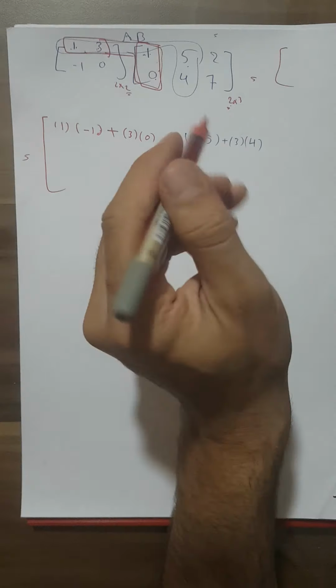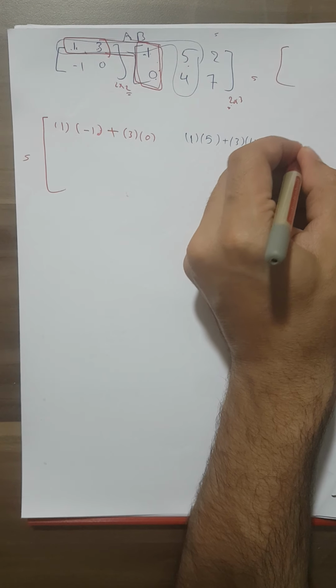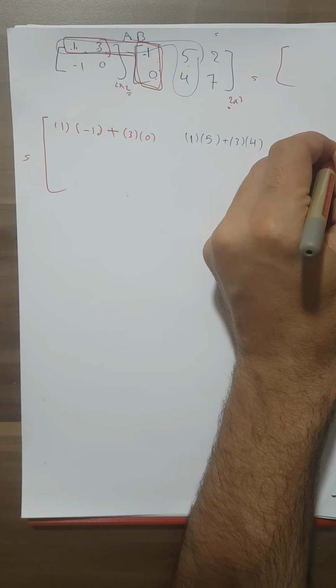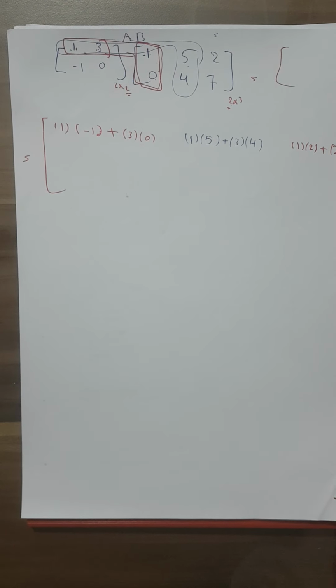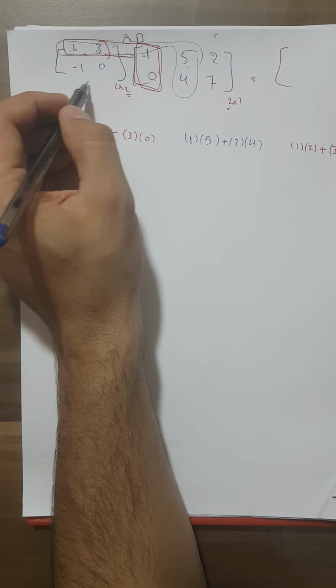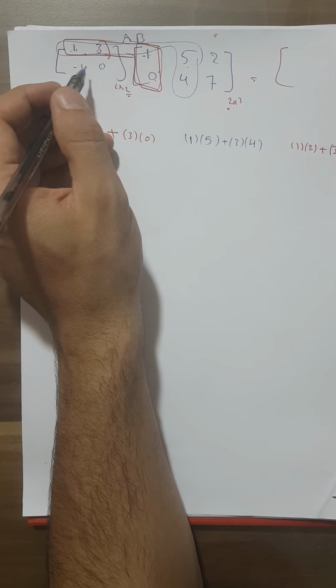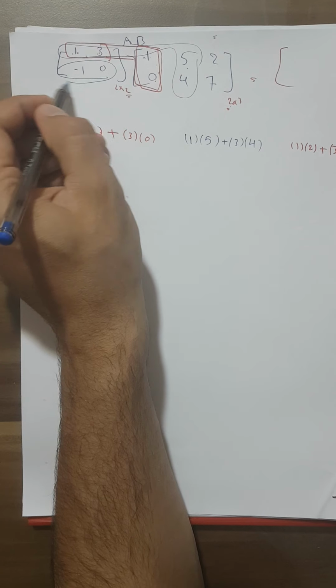Okay, how about the third one? The same, I say 1 by 2 plus 3 by 7. The end. Okay, dear. This one is for the first row. How about for the second row? The second row is the same.